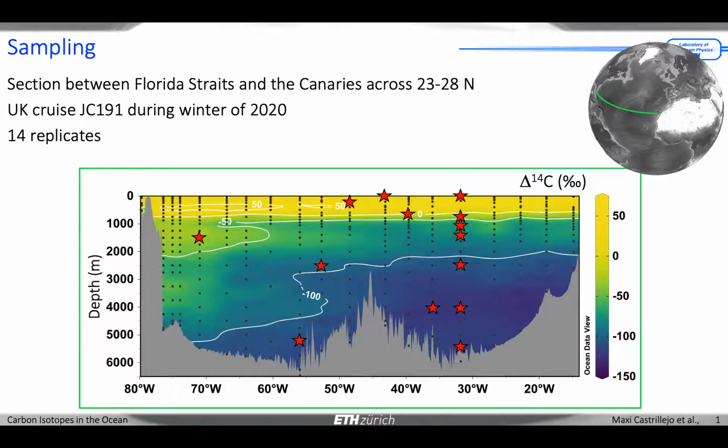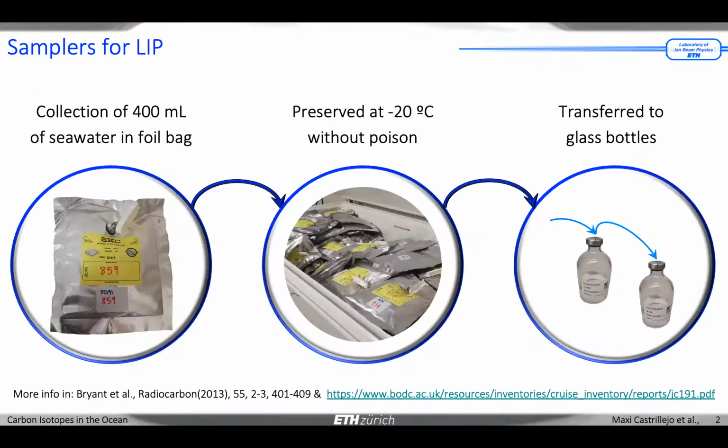The results of the section, you can see them here. The stars show where the samples were taken. They were taken so that they would cover surface to very deep waters and different parts of the Atlantic. And as you can see, they basically cover the whole range of DIC delta C14, spanning from -130 to about 60 or so.